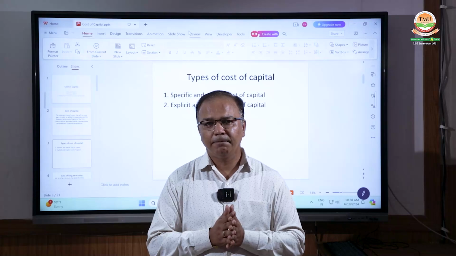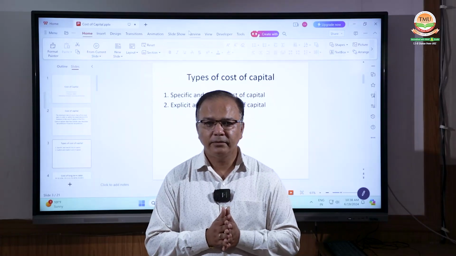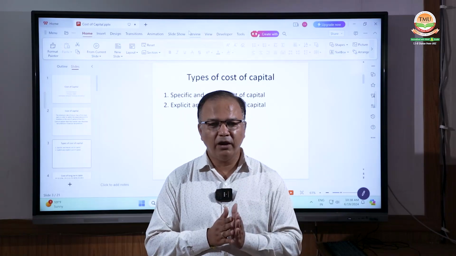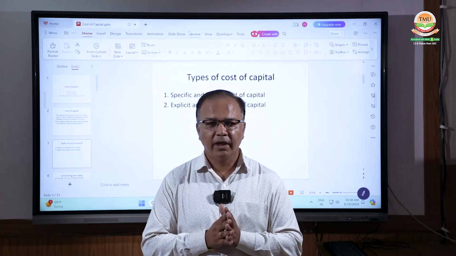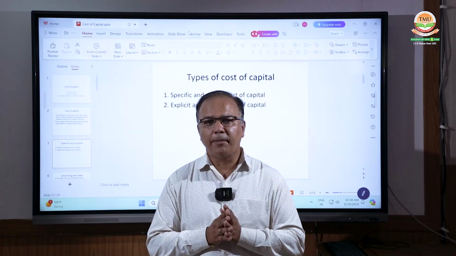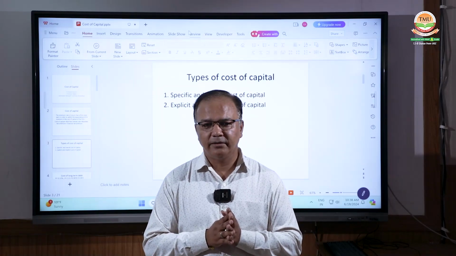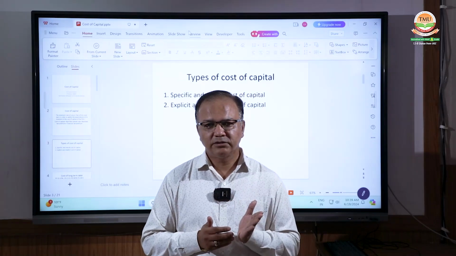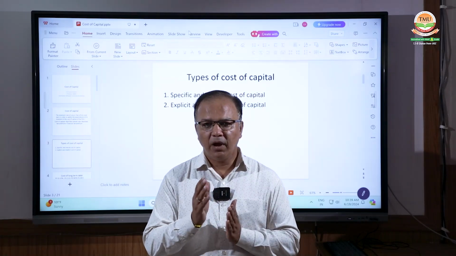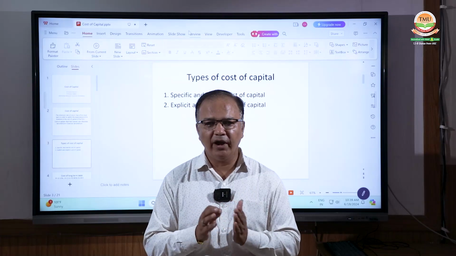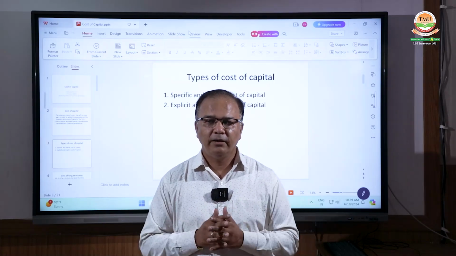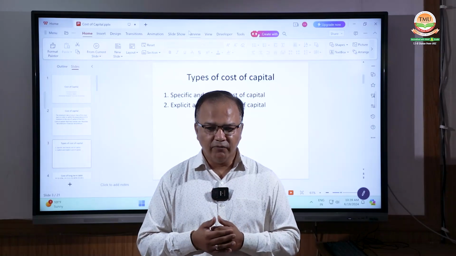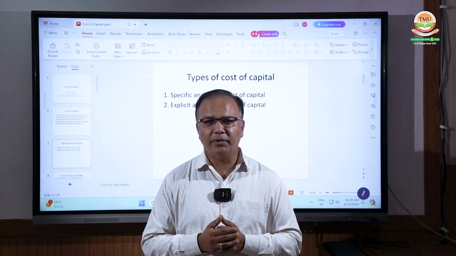So, you can say it will be around 10 plus 10 plus 12 plus 12. It means the overall cost of capital will be 11%, because I use the formula weights into amount, weights into amount, weights into amount, weights into amount divided by weights. So, the rate of return which we will get will be 11%.